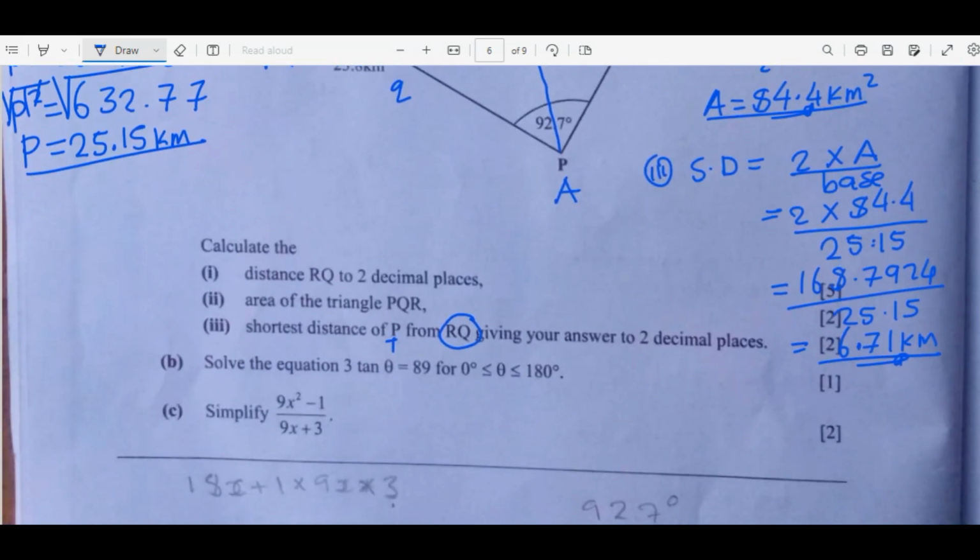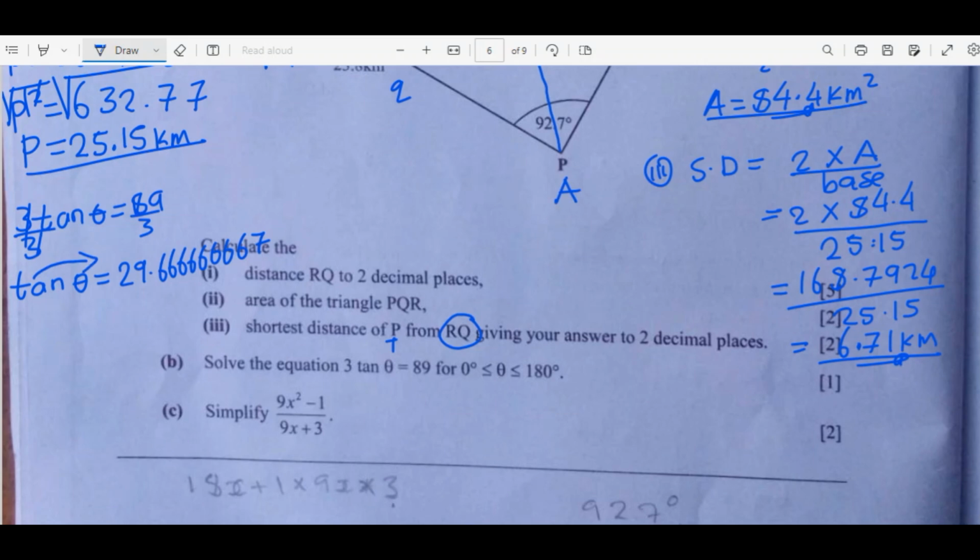question B. So question B, solve the equation 3 tan theta is equal to 89, for the range 0 to 180. First, we need to divide by 3 so that we just remain with tan. Then we are going to find the inverse of tan. So 89 divided by 3, I'm getting 29.6666666667.